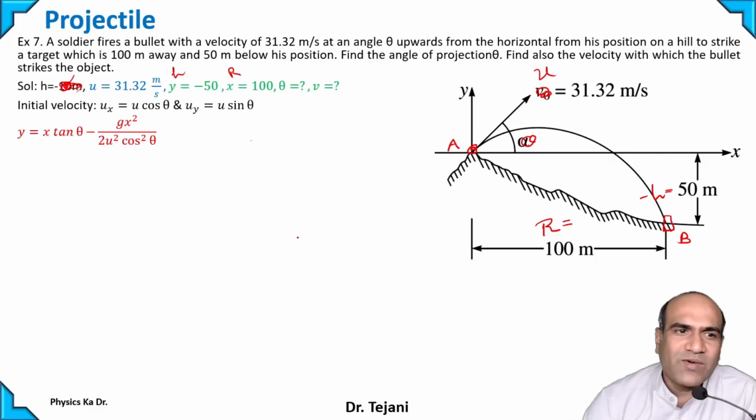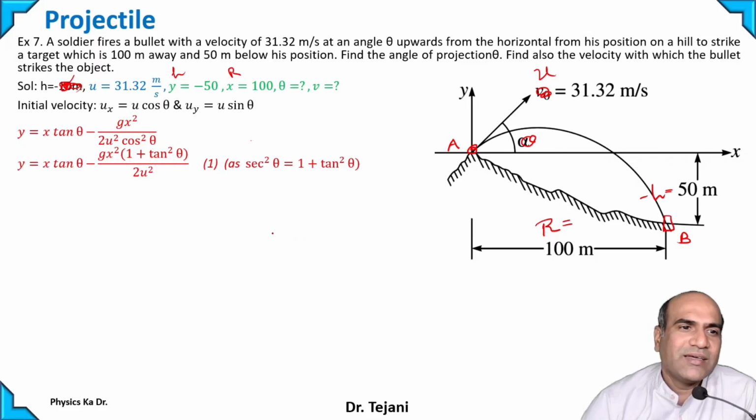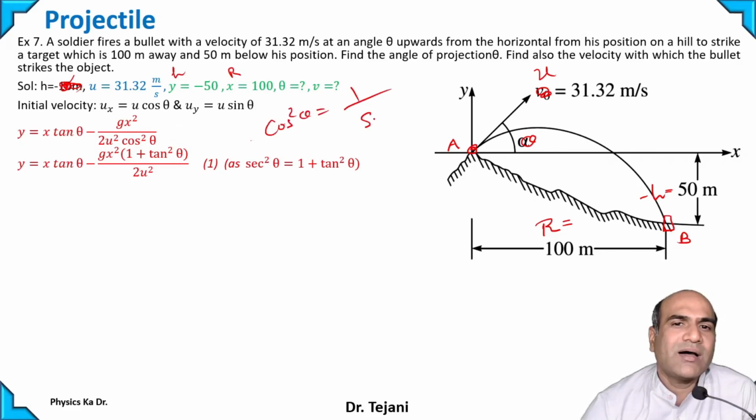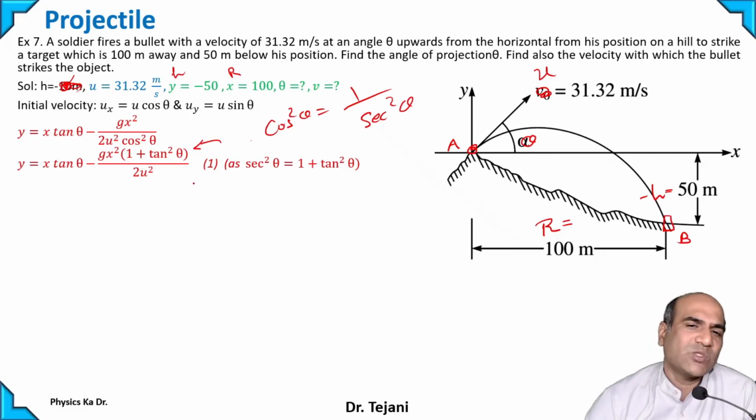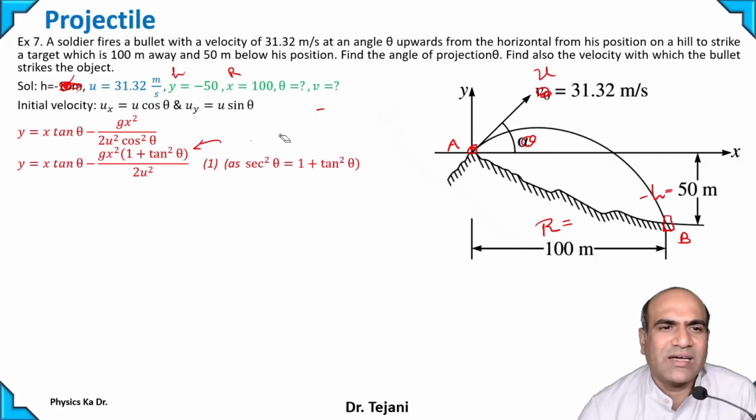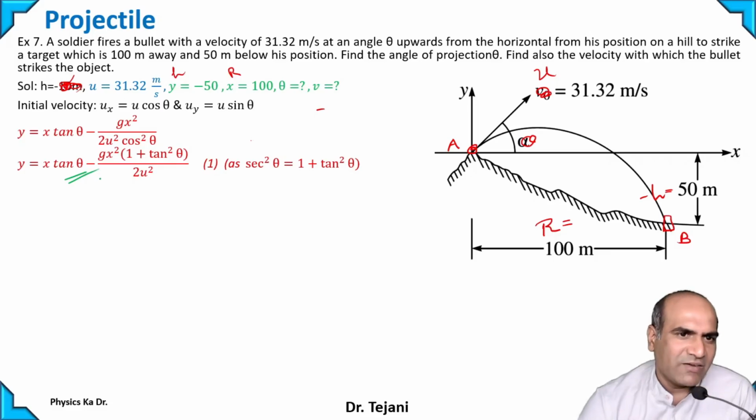So what next here? We can put y is equal to x tan theta, and we can take cos square theta. Cos square theta is equal to 1 by sec square theta, and sec square theta is equal to 1 plus tan square theta, and you can put the value of tan square theta. You can keep this as it is also, but if we convert both in terms of tan theta, we just need a single value and we can derive this easily.